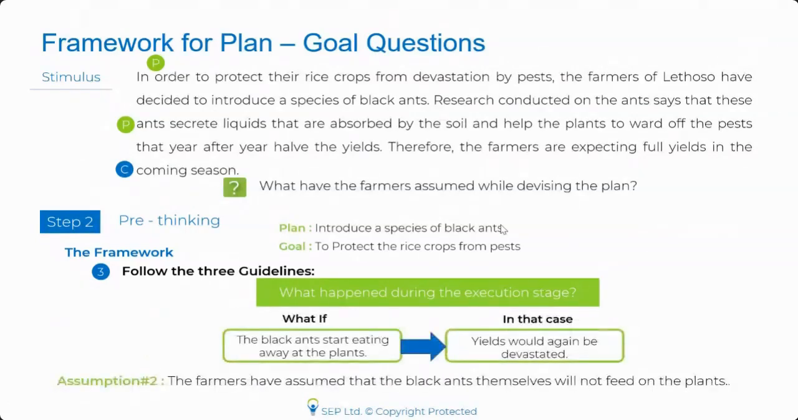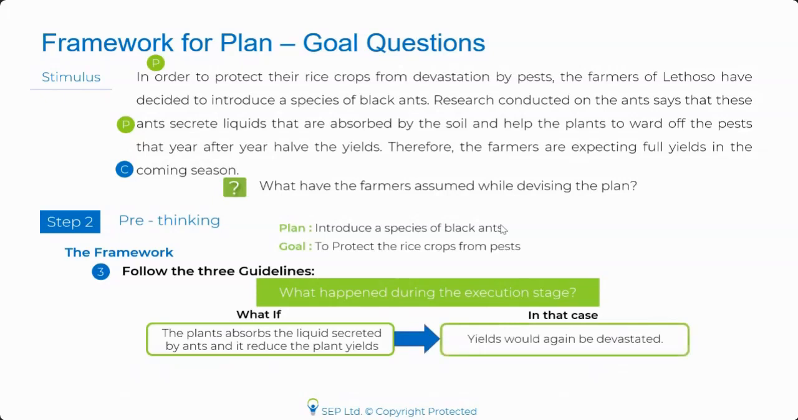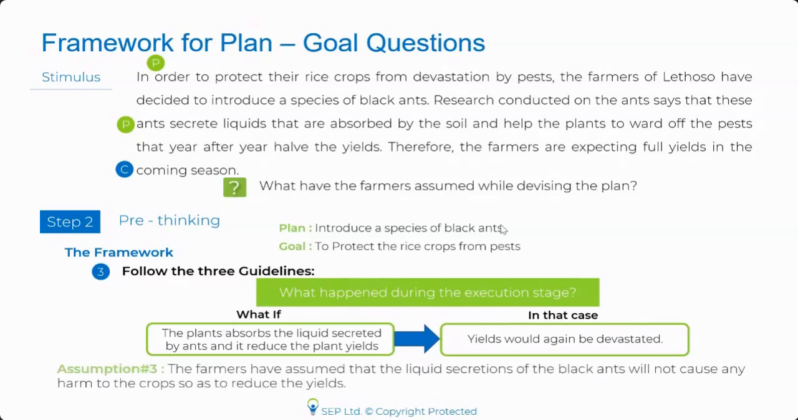Okay, so see how we have been able to come up with two assumptions very quickly just by thinking in the right direction. What happened during the planning stage? What happened when the plan was carried out or will be carried out? Continuing in that line, what if the plants absorb the liquid secreted by ants and that liquid reduced the plant yields? So the liquid was able to kill the black ants, but the liquid also killed the plants. Then again, the yields would be devastated.